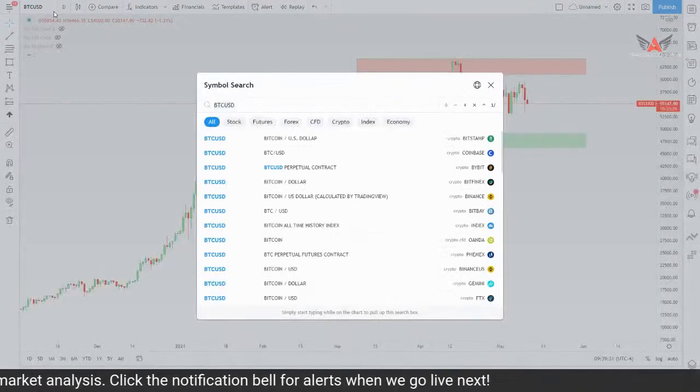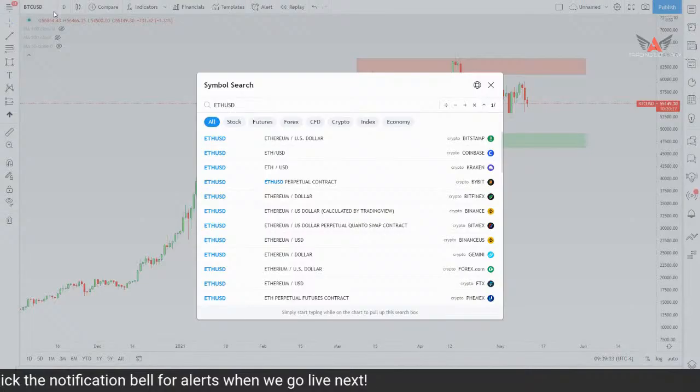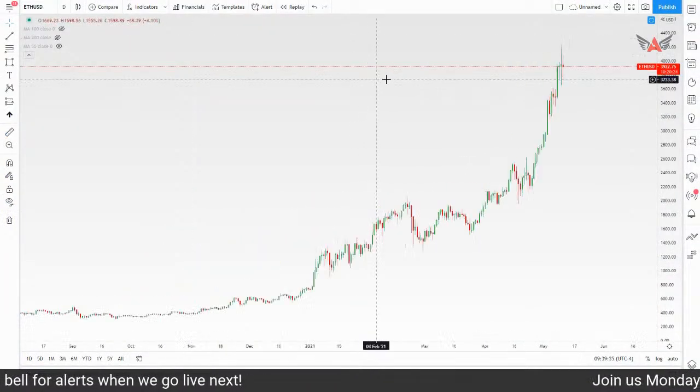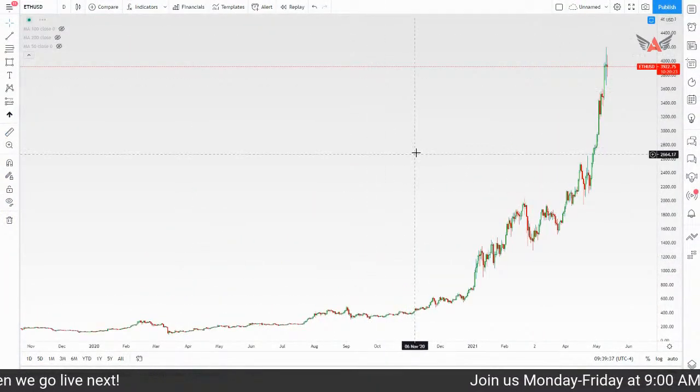And then really finally, let's just look at the wild ride right now, which is Ethereum. So Ethereum, look at this, you guys. This is just wild.